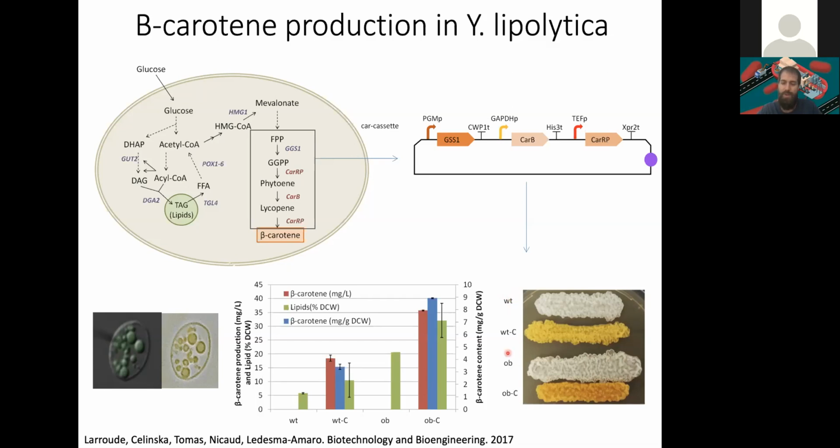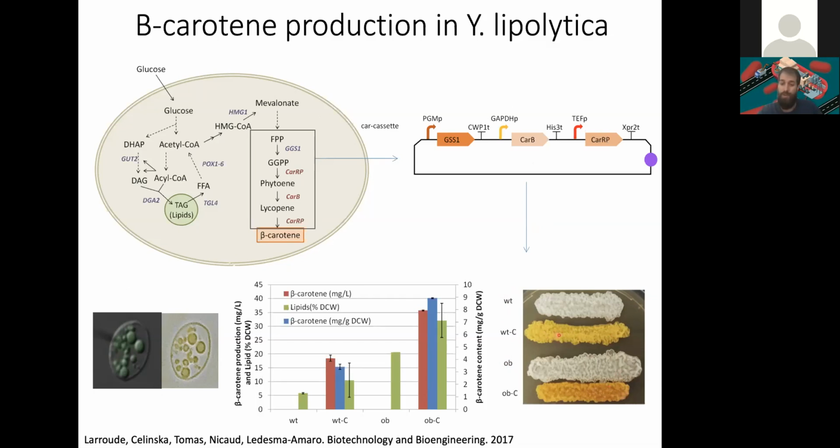But we also used the one called obese, OB strains, that was basically engineered to accumulate more lipids. So when we introduced this cassette into Yarrowia, we could quickly see the change in color. I forgot to mention that beta carotene has an orange color, and it is actually responsible for the orange color in carrots, for example.